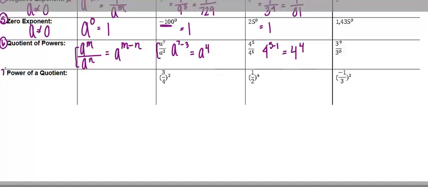I have another quotient. My bases are the same, so I can rewrite this as 4 to the power of 5 minus 1, which of course gives us 4 to the power of 4.